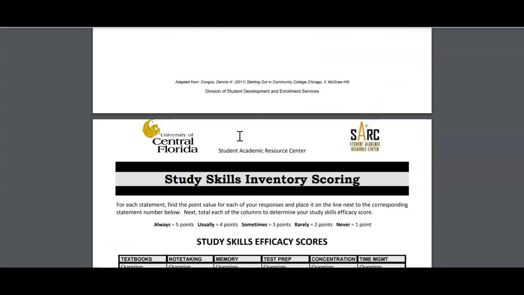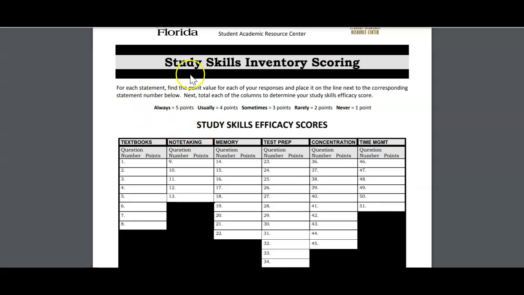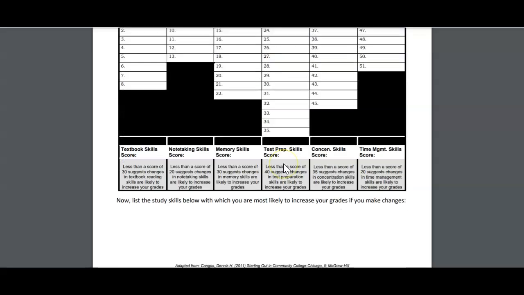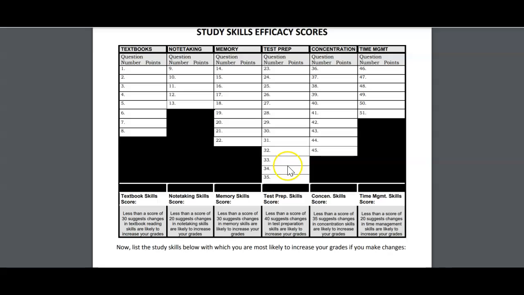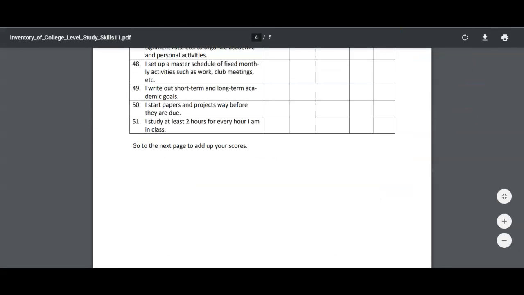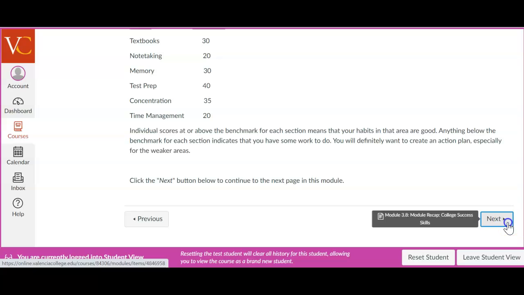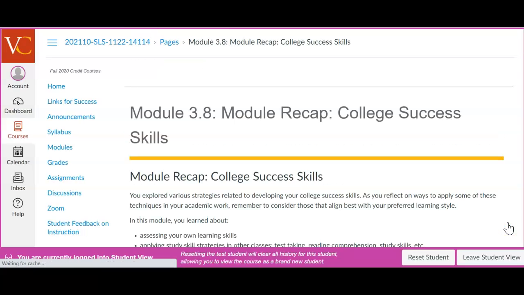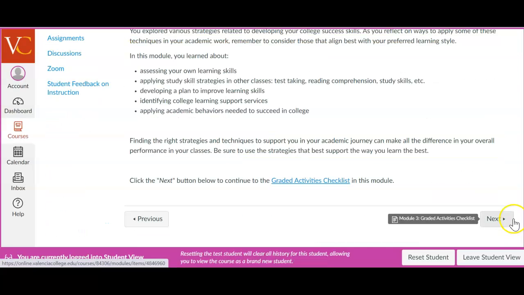So you'll answer all the questions. You probably should at least print out this last page, if you have that ability. It just makes it easier to add up. Then you'll see at the bottom, it tells you what your total score means to you. So now, if we go to the actual assignment, it should be the next page. Of course, the recap.